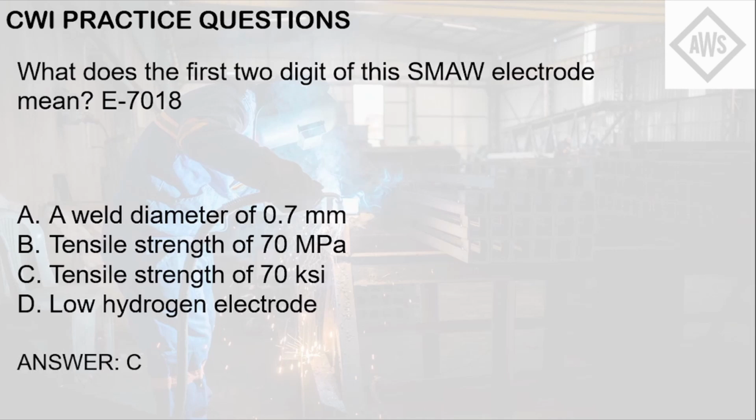So the first two digits of this SMAW electrode is the number 70. The first two to three digits of a SMAW electrode commonly pertain to the tensile strength of the electrode measured in KSI, or thousand pounds per square inch. So that leaves us with the answer of letter C, 70 KSI tensile strength of this SMAW electrode.